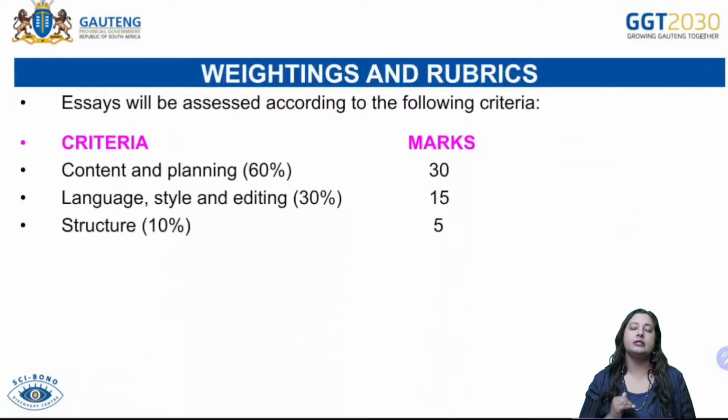And then we've got the section which deals with the structure. Now that is allocated 5 marks, and it then has a weighting of 10%. So if you add up 60, 30, and 10, it gives us 100% for the essay.